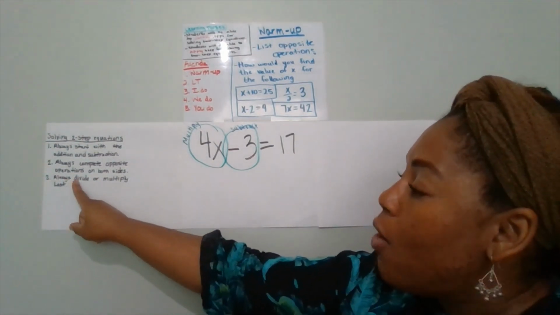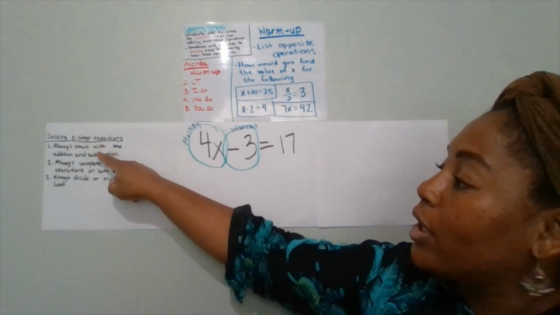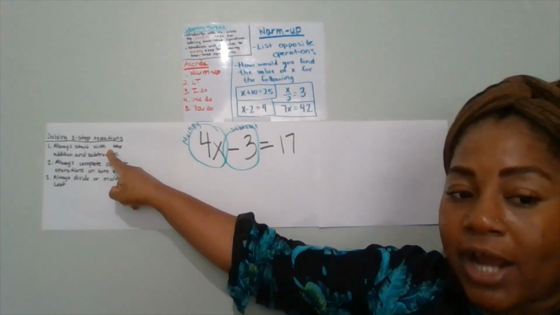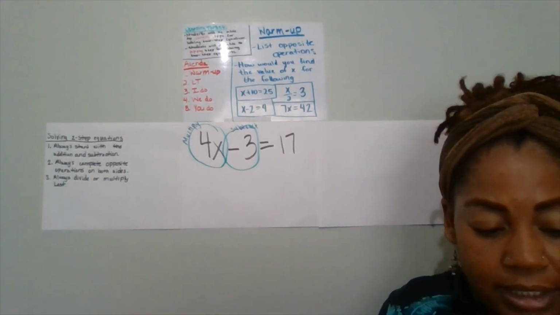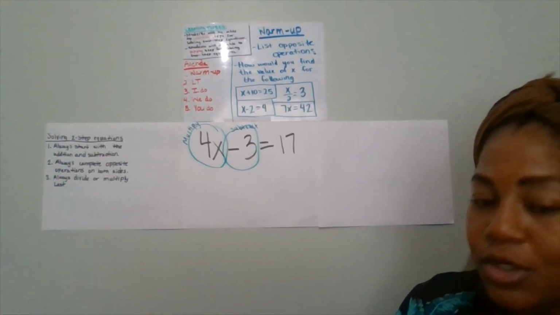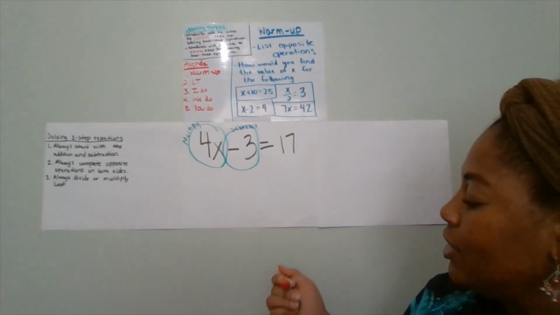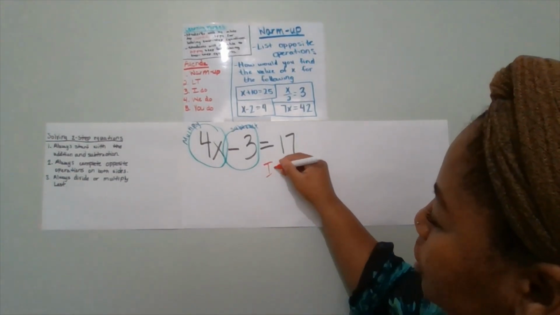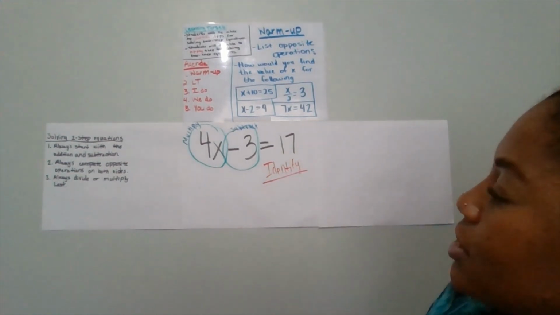Number three, always divide or multiply last. Okay? So we're going to add or subtract first, multiply or divide last. So let's look at that. What I want us to do first is identify, okay? In this case, we are going to simply identify the steps to take.